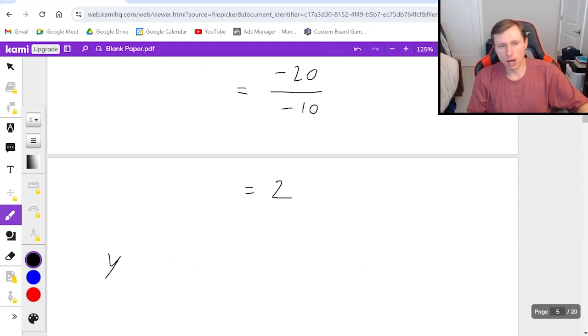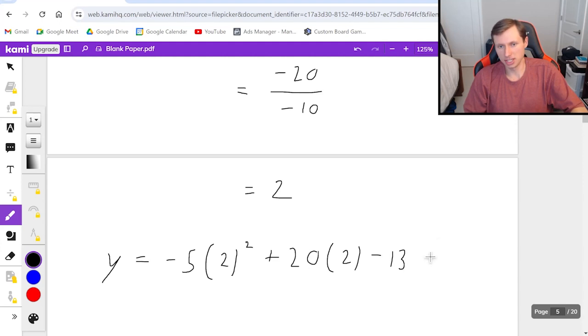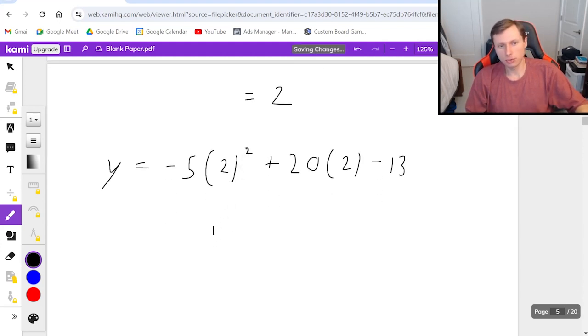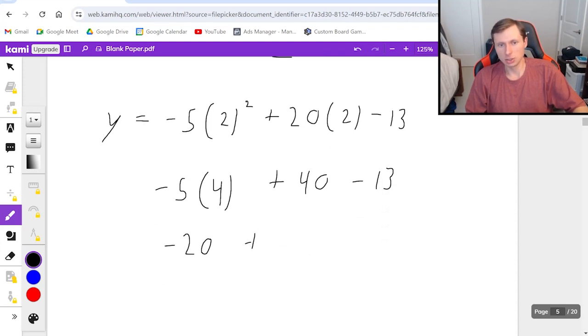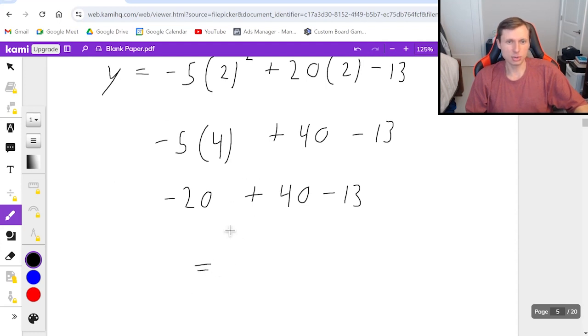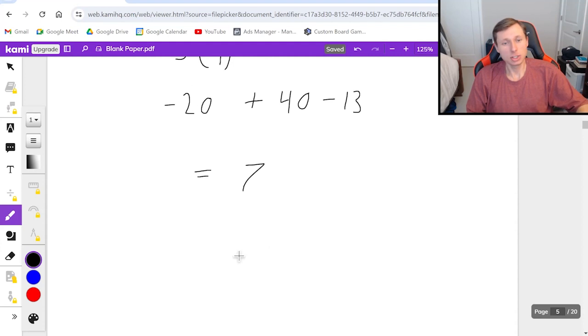So then now to find y, I just got to plug in 2 into my function. Negative 5 times 2 squared plus 20 times 2 minus 13. So 2 squared is 4. 4 times negative 5 is negative 20. And then for the second term, plus 20 times 2 is 40 minus 13. So it's going to be negative 20 plus 40 minus 13. And I do this with some quick mental math. And I get a final answer of 7. And so the vertex is 2, 7.